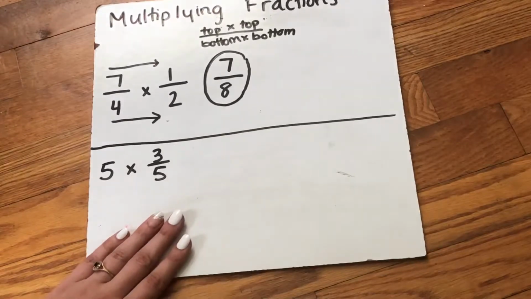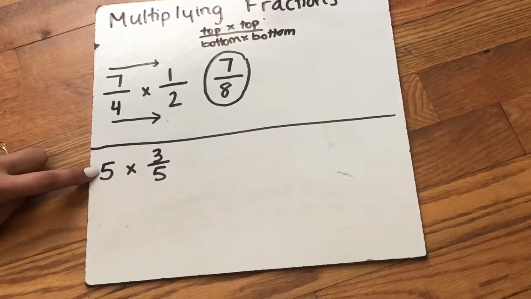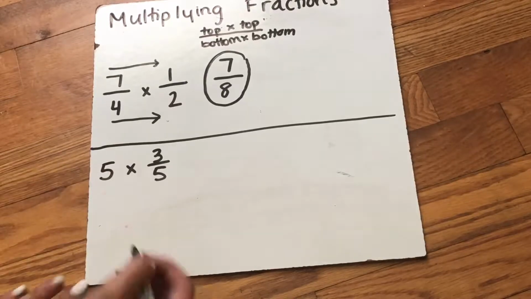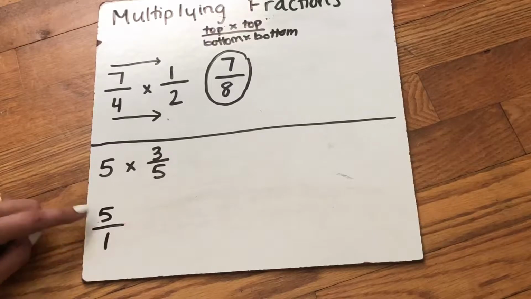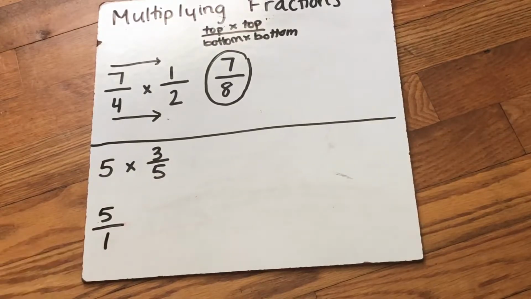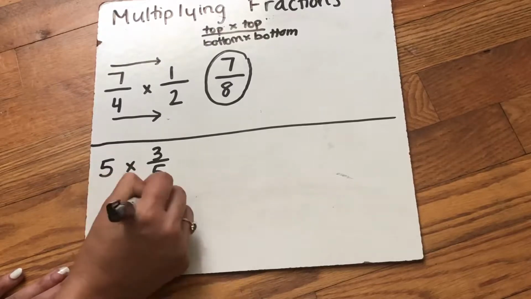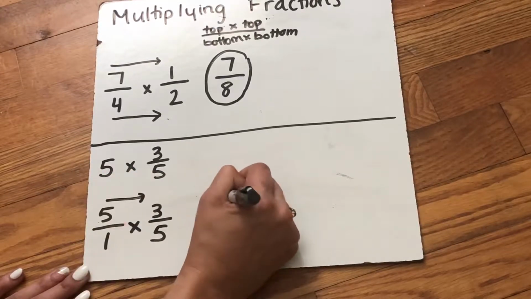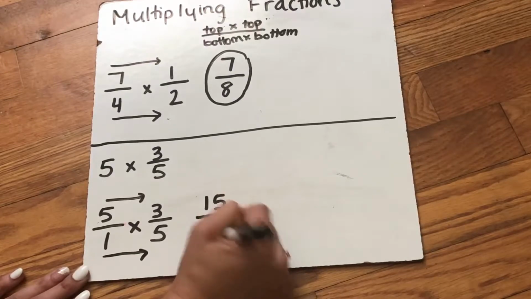Now let's look at this next example right here. I have 5 times 3/5. Remember, if you have a whole number, you can change that into a fraction by putting it over 1. Remember, that whole number has to be the numerator and the denominator has to be 1. I'm going to multiply by 3/5. So top times top, 5 times 3 is 15. Bottom times bottom, 1 times 5 is 5.